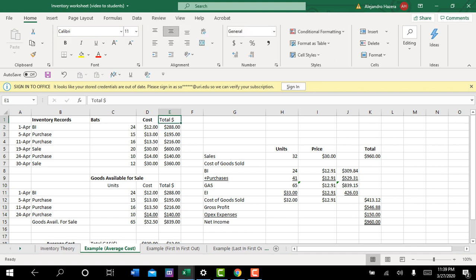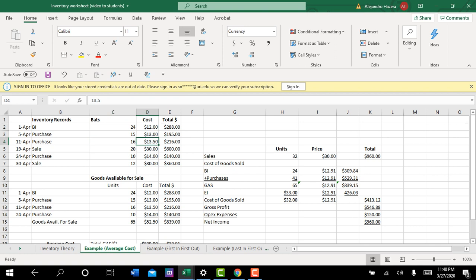Now on April 5th, this company purchased an additional 15 bats. So the purchases aren't done at once. The company purchased 15 bats at a cost of $13 for a total cost of $195. So that's your first purchase. Then we come to the second purchase, and the company purchased 16 bats at a cost of $13.50. So you get a total of $216 for the second purchase.